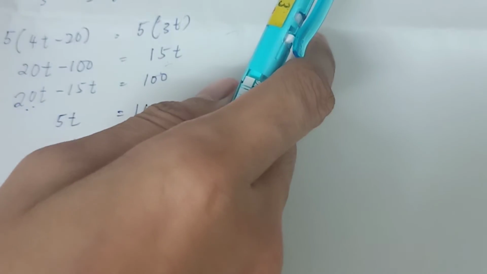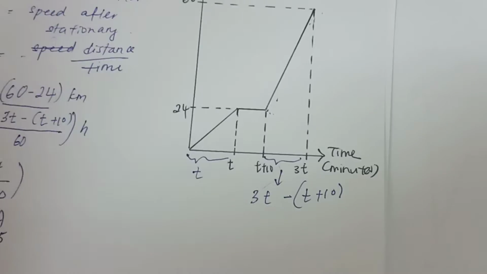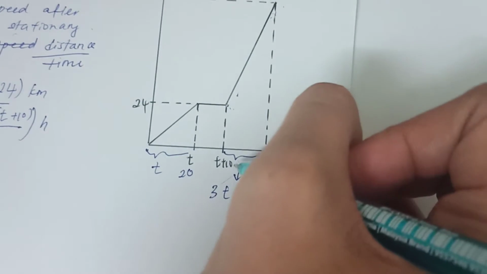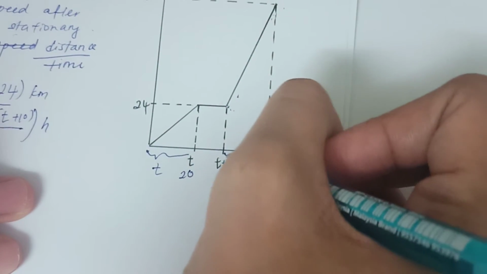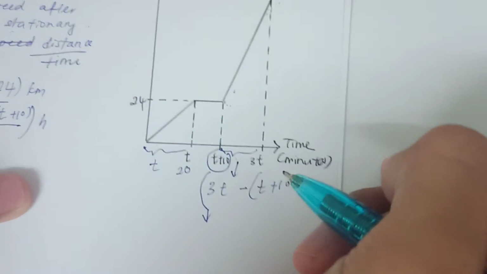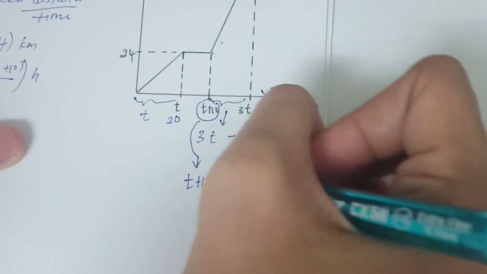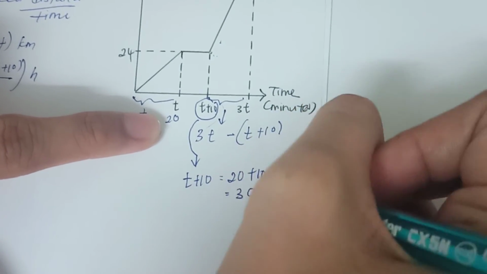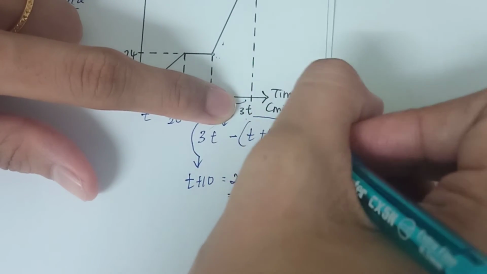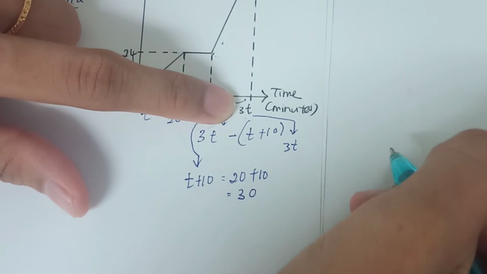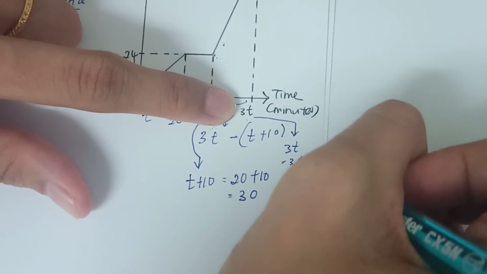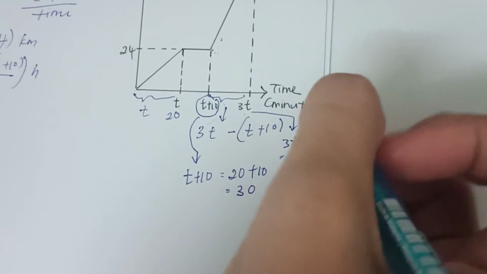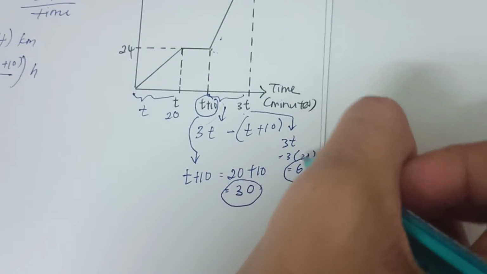Okay, so from here we can complete our graph. Okay, we can find out t is equals to 20 minutes. Okay, and then here, I have to write it like this. T plus 10 equals to, T is 20, right? So 20 plus 10 is equal to 30 minutes. And then 3T is equal to 3 over 20. This is 60 minutes. Okay, 60 minutes. Okay, so this is our time.